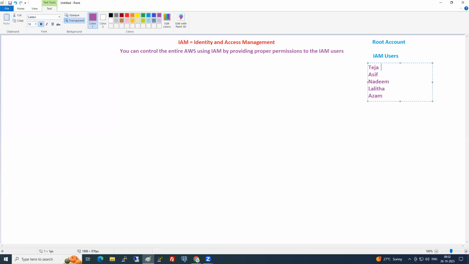Now you tell me, guys, you know the services, no? You know so many services. For Teja, what kind of service can we give the permissions to? EC2, okay, we'll give only EC2 permissions. Good. For Asif, what do you think we can give the permissions? S3, yeah, very good. For Nadim, what kind of permissions should we give? You know the services, come on. Route 53, yeah, okay. For Lalita? CloudFront, okay, CF, I'll put it.